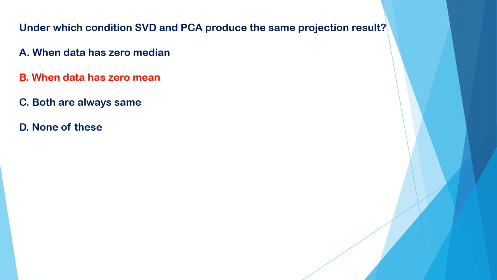Under which condition SVD and PCA produce the same projection results? A. When data has zero median, B. When data has zero mean, C. Both are always same, or D. None of these. And the correct option is B. When data has zero mean.